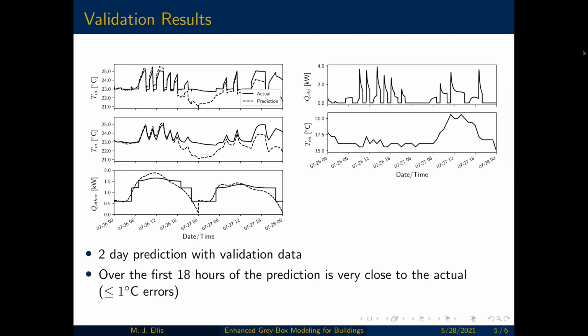If I do a similar 2-day prediction over a validation data set, a data set that I did not use for training, what I see is over the first 18 hours, the predicted temperature is very close to the actual. However, after the 18 hours, we can see noticeable errors associated with the predicted versus the actual. This is mainly due to the fact that I've used a very limited data set in my training. So while I'm able to get good system parameters, I'm not able to train the neural network very well.